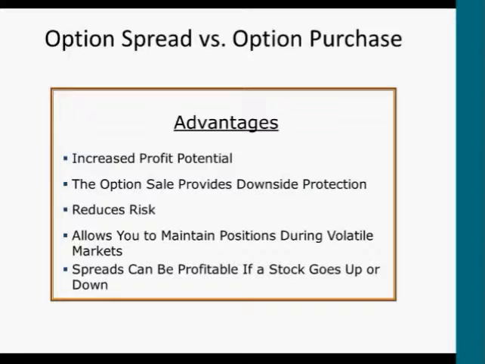So again, let's look at the advantages of simply purchasing options versus purchasing options and then creating an option spread at a later date. The advantages of these legged-in spreads would be you increase the existing profit potential of your option purchase. The short option provides downside protection if the underlying stock or ETF goes down. You reduce your overall risk, it allows you to maintain your positions during volatile markets, and the spreads can be profitable if the stock goes up or down depending on the strike prices.